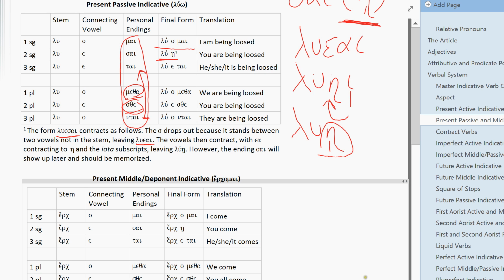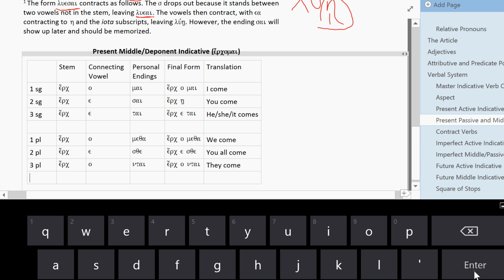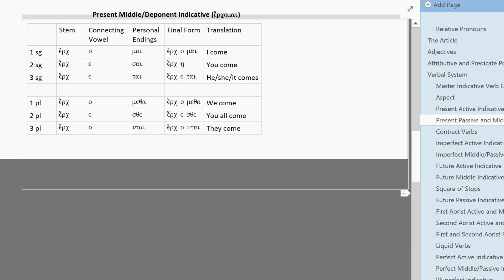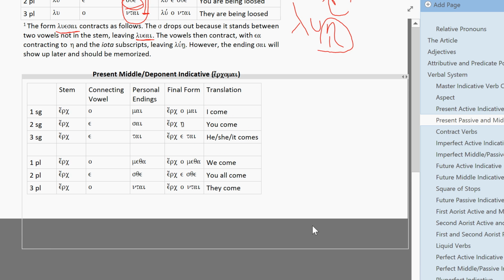Let me tab down a little here so I can get this all on the screen. All on screen. Okay.